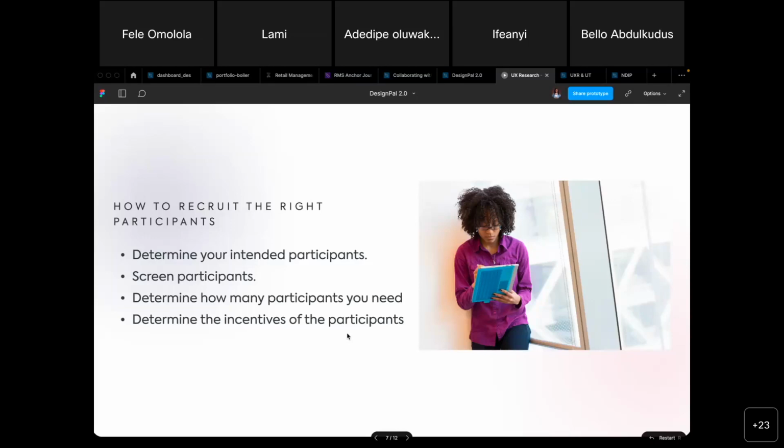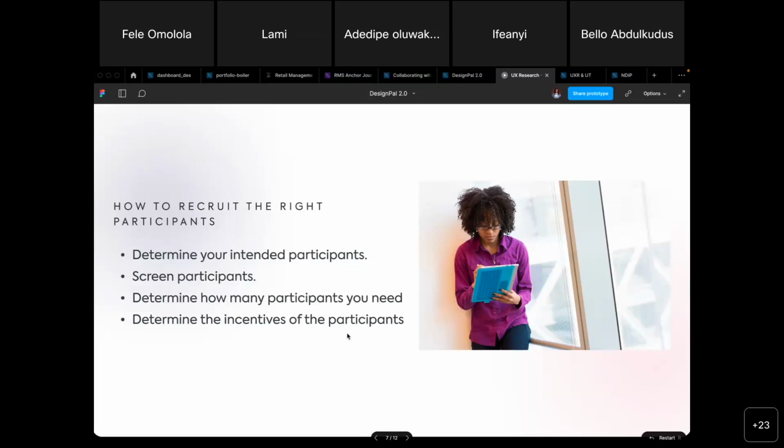In fact, you even have to plan when it comes to recruiting your participants. So it's best for you to think of the tasks and the responsibilities instead of their job titles. Do you understand? That's for determining your intended participants.